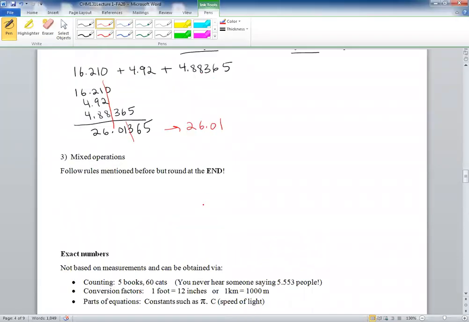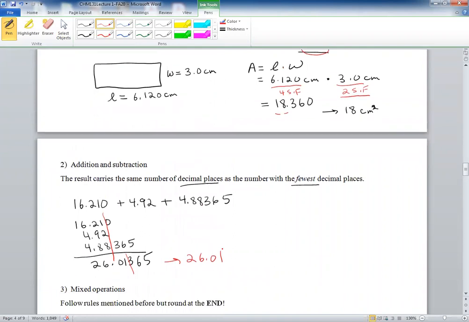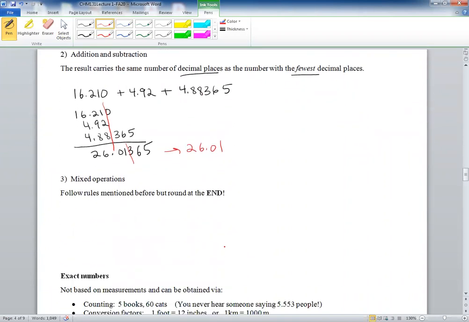When it comes to mixed operations, we're going to remember our rules in addition, subtraction, multiplication, division, but we will add also a very important rule that says you have to round at the end. What do I mean by this? Best way is to do an example.